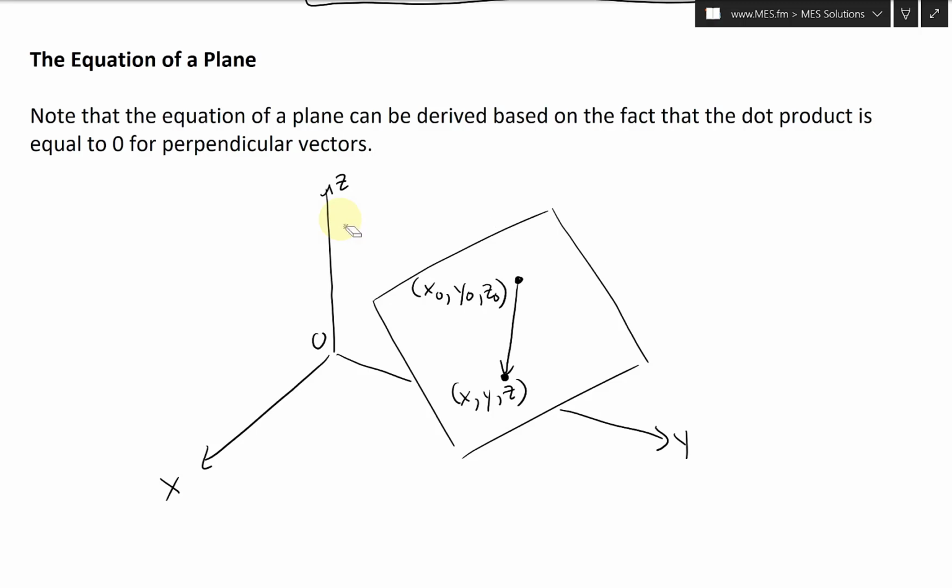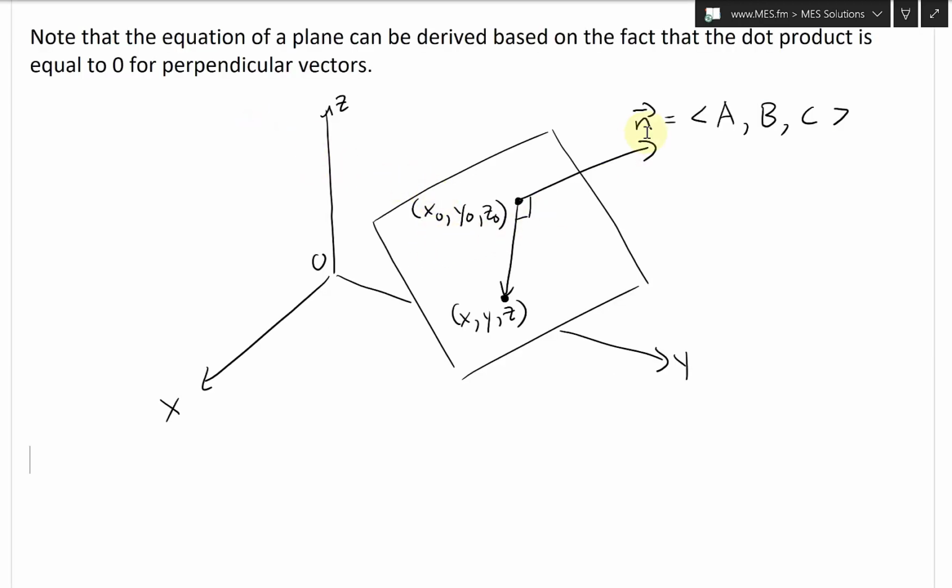Now we're going to use the fact that the dot product is equal to 0 for perpendicular vectors. So if we take a vector perpendicular to this plane, like this, we'll call this n, or normal, or perpendicular to it. And let's say this vector has the components capital A, capital B, and C, like that.